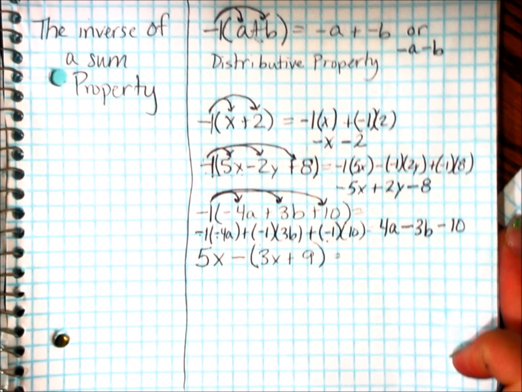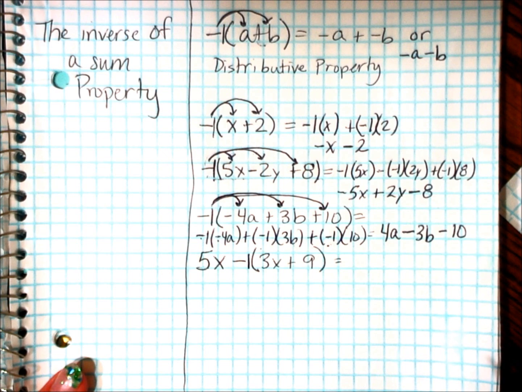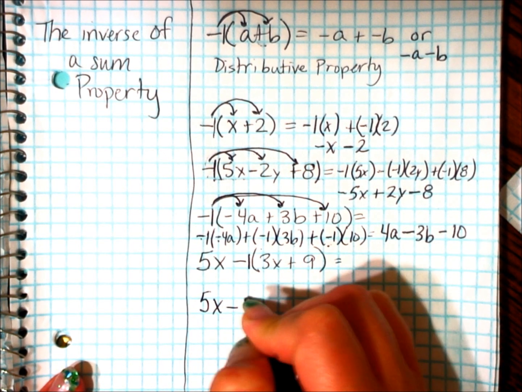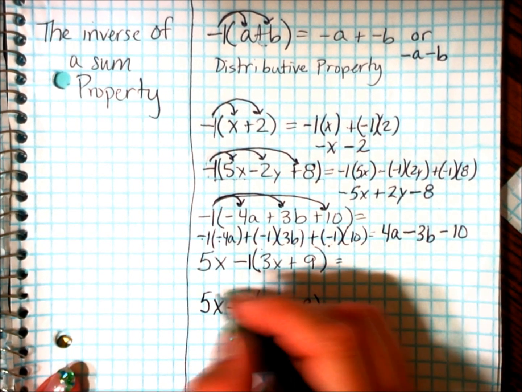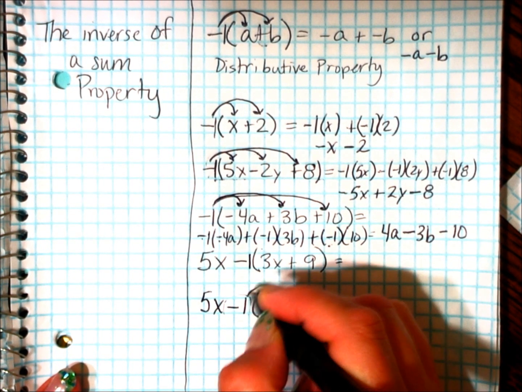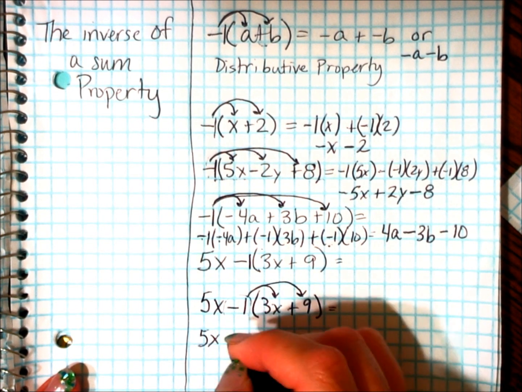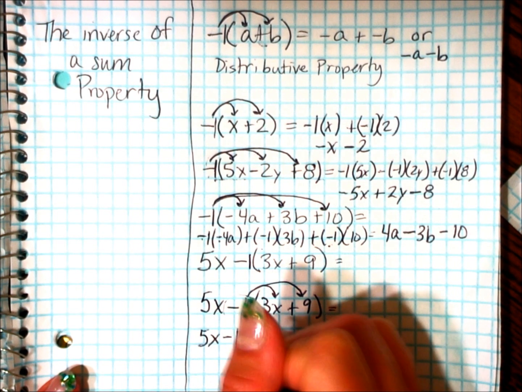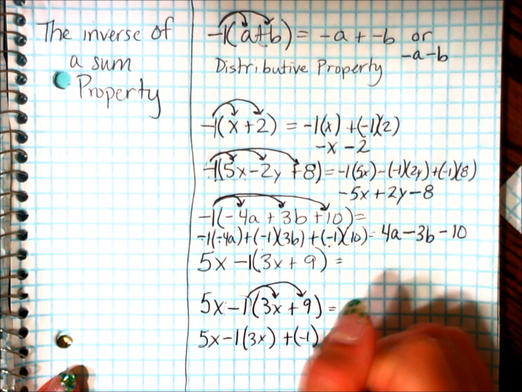This one adds a little bit of extra in there. So again, we're still looking at -1. And I'm going to go ahead and rewrite it down here just so I have enough room to draw my arrows. This is the number right in front of the parentheses. So I'm distributing that number through. So the 5x, nothing happens. It's a positive 3x and a negative 1. So negative 1 times 3x plus negative 1 times 9.